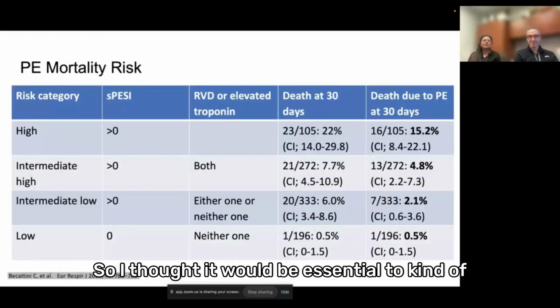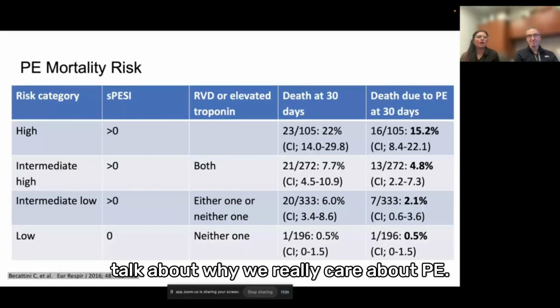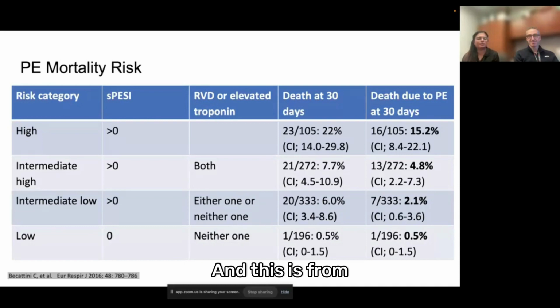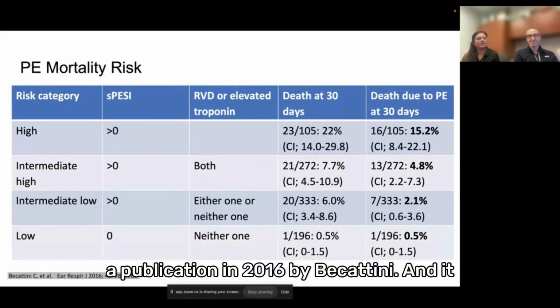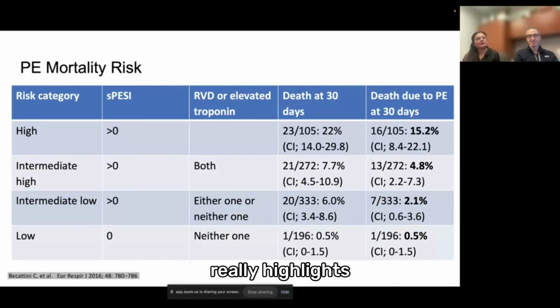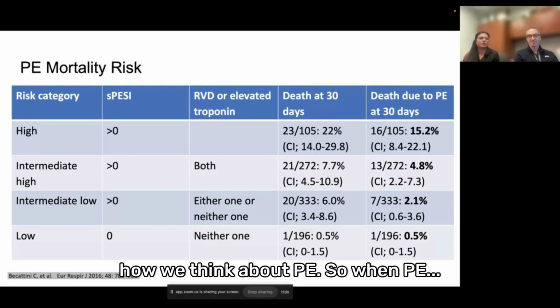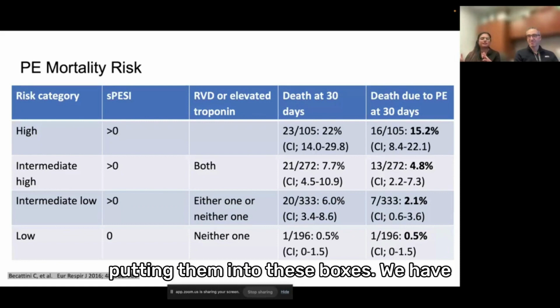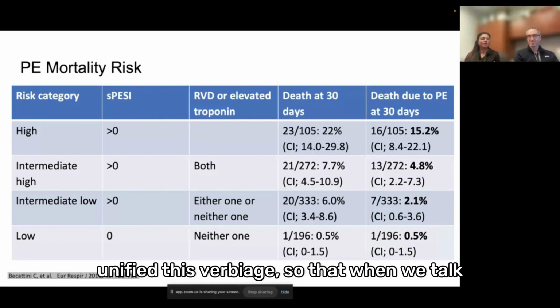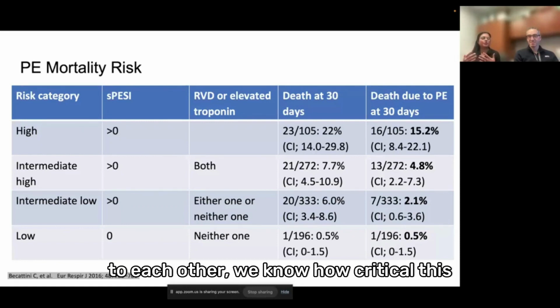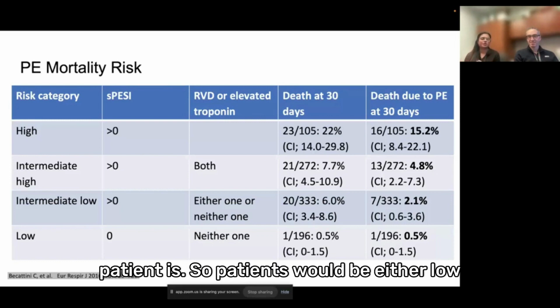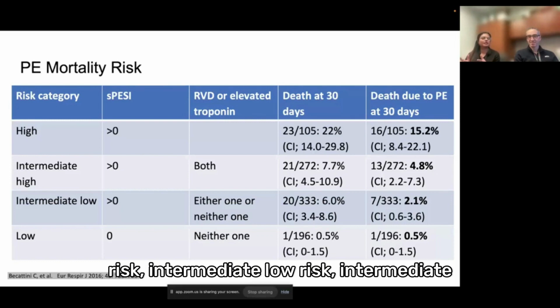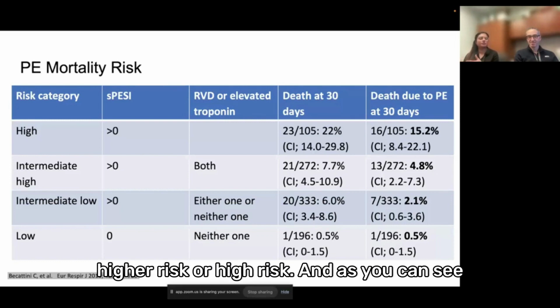I thought it would be essential to talk about why we really care about PE. This is from a publication in 2016 by Becattini, and it really highlights how we think about PEs. When we're talking about PEs, we're really putting them into these boxes. We have unified this verbiage so that when we talk to each other, we know how critical this patient is. So patients would be either low risk, intermediate low risk, intermediate high risk, or high risk.